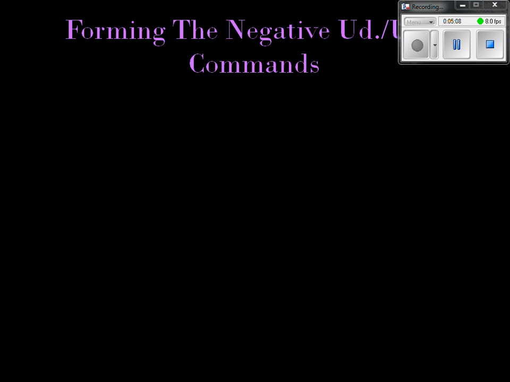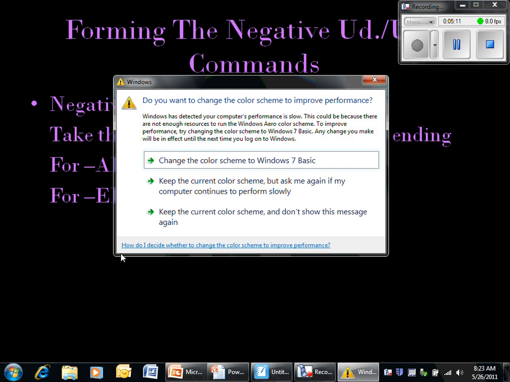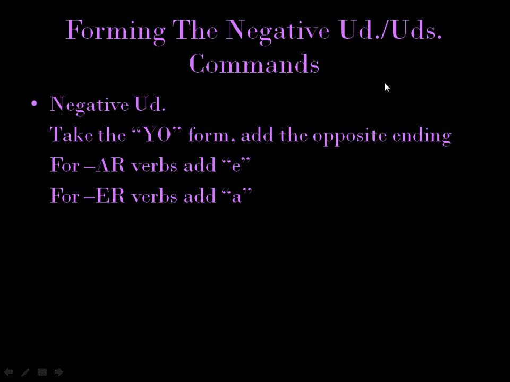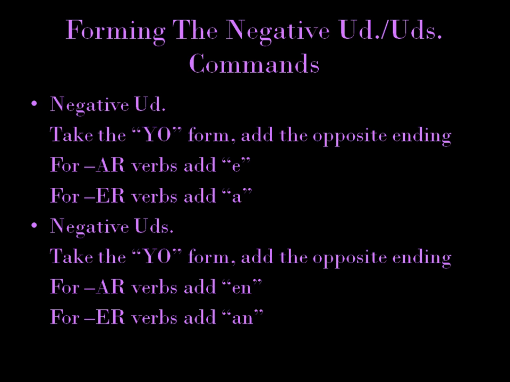Forming the negative usted commands. To form the negative usted command, use the yo form of the verb and replace the o at the end with the opposite ending. For AR verbs, add an e to the end, and for ER verbs, add an a to the end. To form the negative ustedes command, use the yo form of the verb and replace the o at the end with the opposite ending. For AR verbs, add an en to the end, and for ER verbs, add an an to the end. Although these are similar to the affirmative forms, make sure that, unlike the affirmative forms, you put any direct or indirect objects in front of the verb. And that's all you need to know to form the affirmative and negative usted commands.